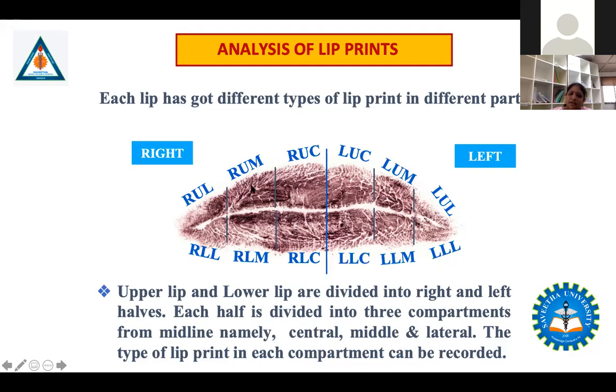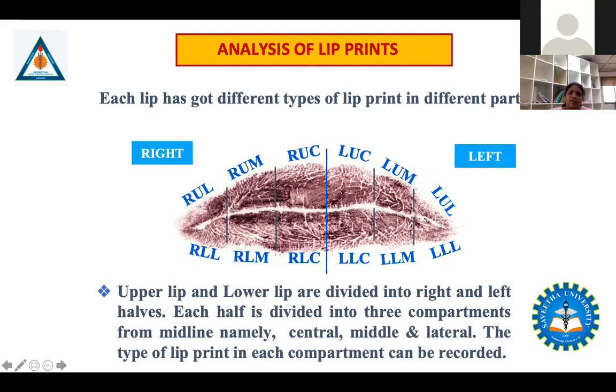This was followed both on the right upper as well as the left upper, like left upper central compartment, left upper middle compartment, left upper lateral compartment. Again, in the lower lip, left lower central, left lower middle, left lower lateral. On the right side, right lower. So this R and L denotes the side and whether it is upper or lower. And the third one, C, M, and L denotes the central, middle, or the lateral compartment. So totally, the lip print was typed in all 12 compartments, which was not done by the earlier researchers. They had concentrated on typing of lip print quadrant-wise. I had done the lip print typing compartment wise.